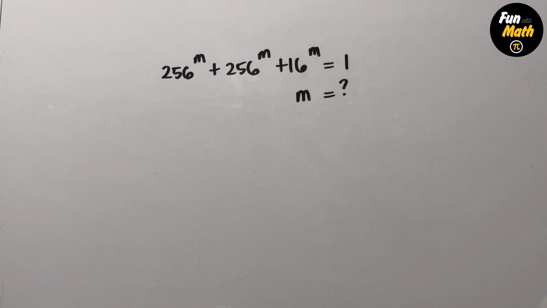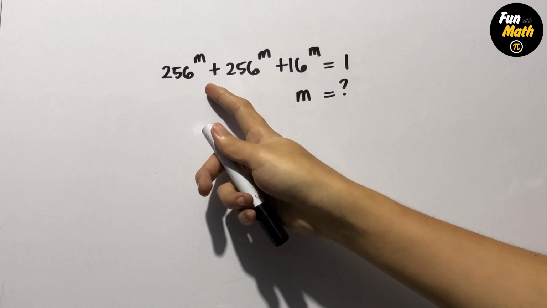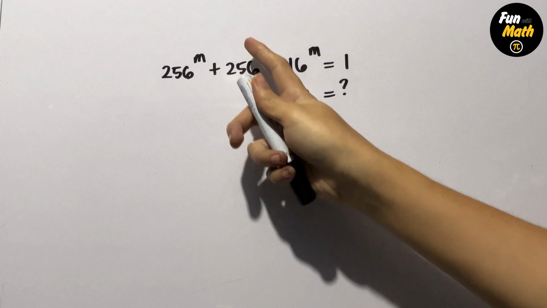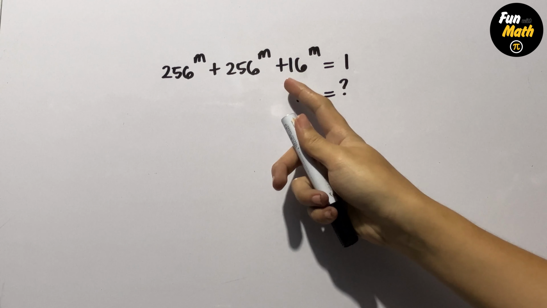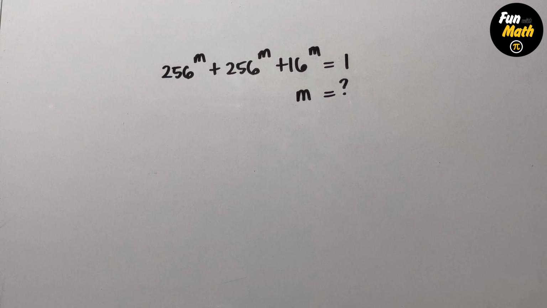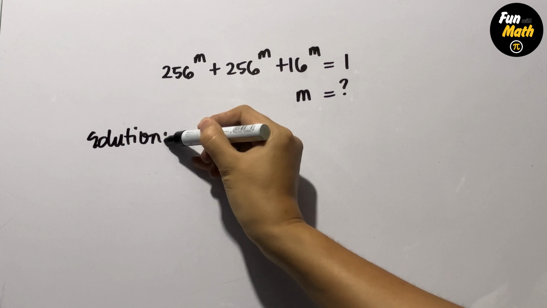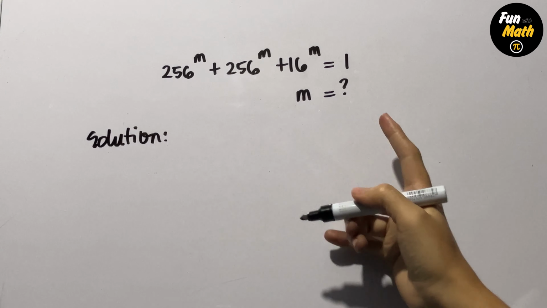Here's another problem. 256 to the power of m plus 256 to the power of m plus 16 to the power of m is equal to 1. Find the value of m. Here's the solution. First, let's bring down the given equation.